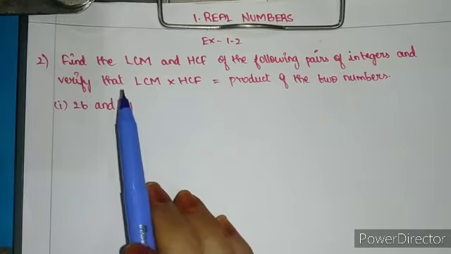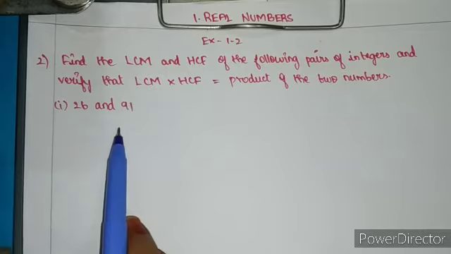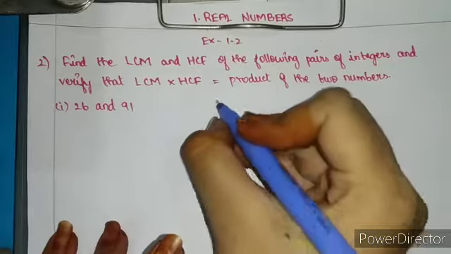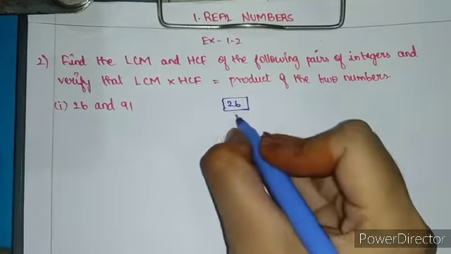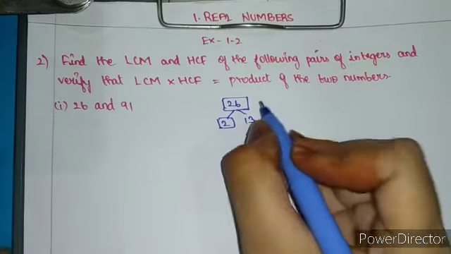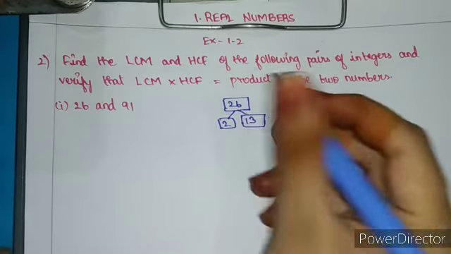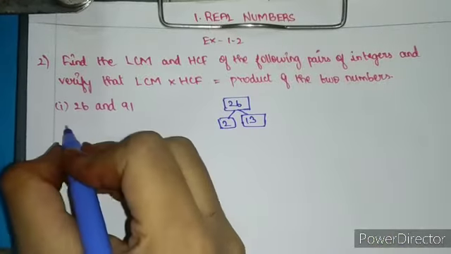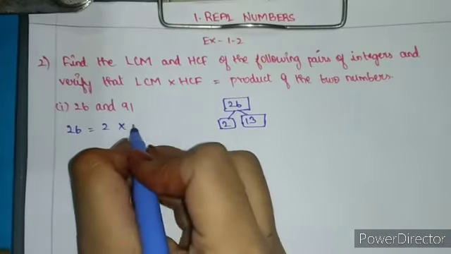First, to find the LCM and HCF, we have to factorize each number and find the factors. Using factors, we can easily find the LCM and HCF. So see here, first factorize 26. Here 2 into 13. 2 into 13 makes 26. Since 2 and 13 are prime numbers, we can't factorize further. So factors of 26 are 2 and 13. So we can write it as 2 into 13.